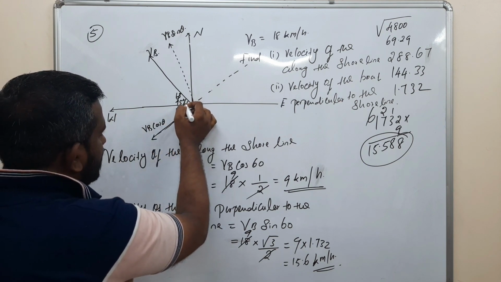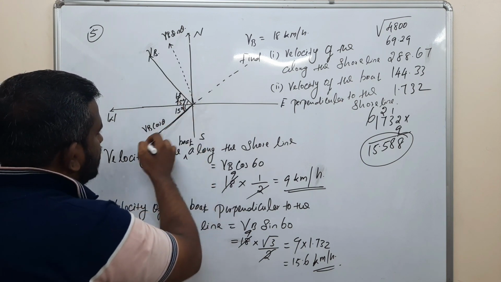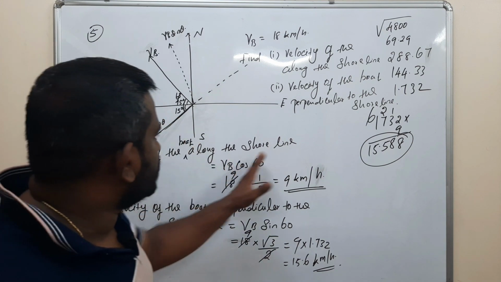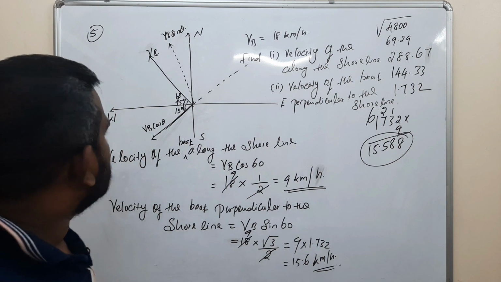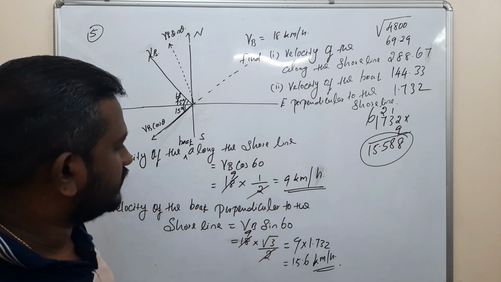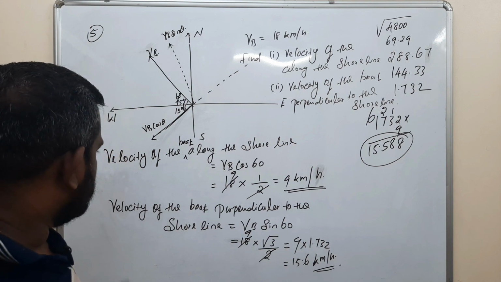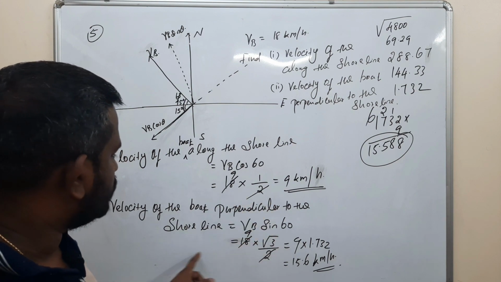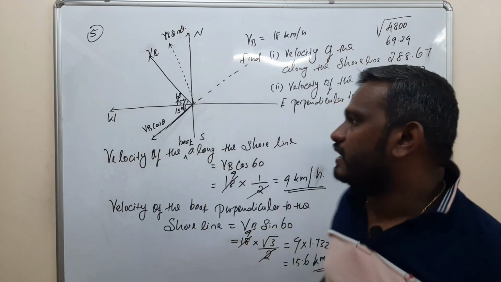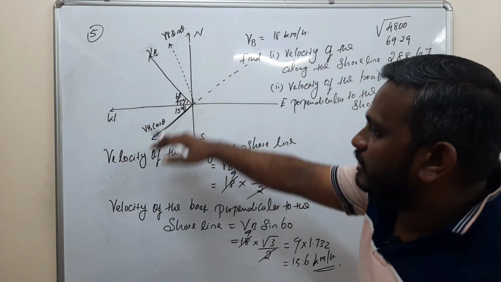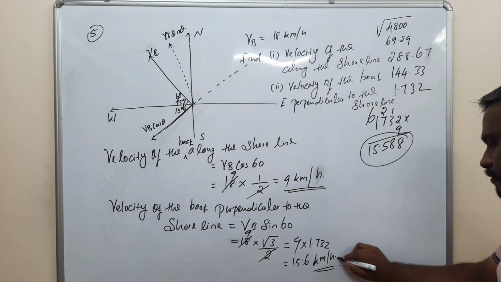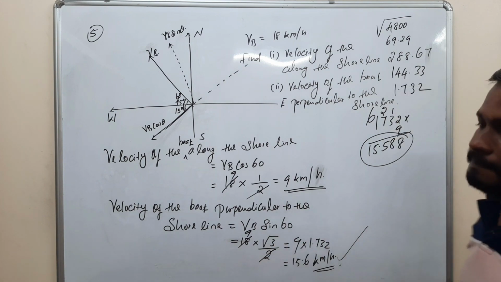So what is the total angle between velocity component and shoreline? That is 60 degree. So velocity along the shoreline, that is VB cos theta, VB cos 60. Substitute the value, you will get the answer, that is 9 kilometer per hour. Velocity of the boat perpendicular to the shoreline is VB sin theta, where the angle between the velocity component and the shoreline is 60 degrees. So VB sin 60, substitute the value, you will get the answer. Clear?